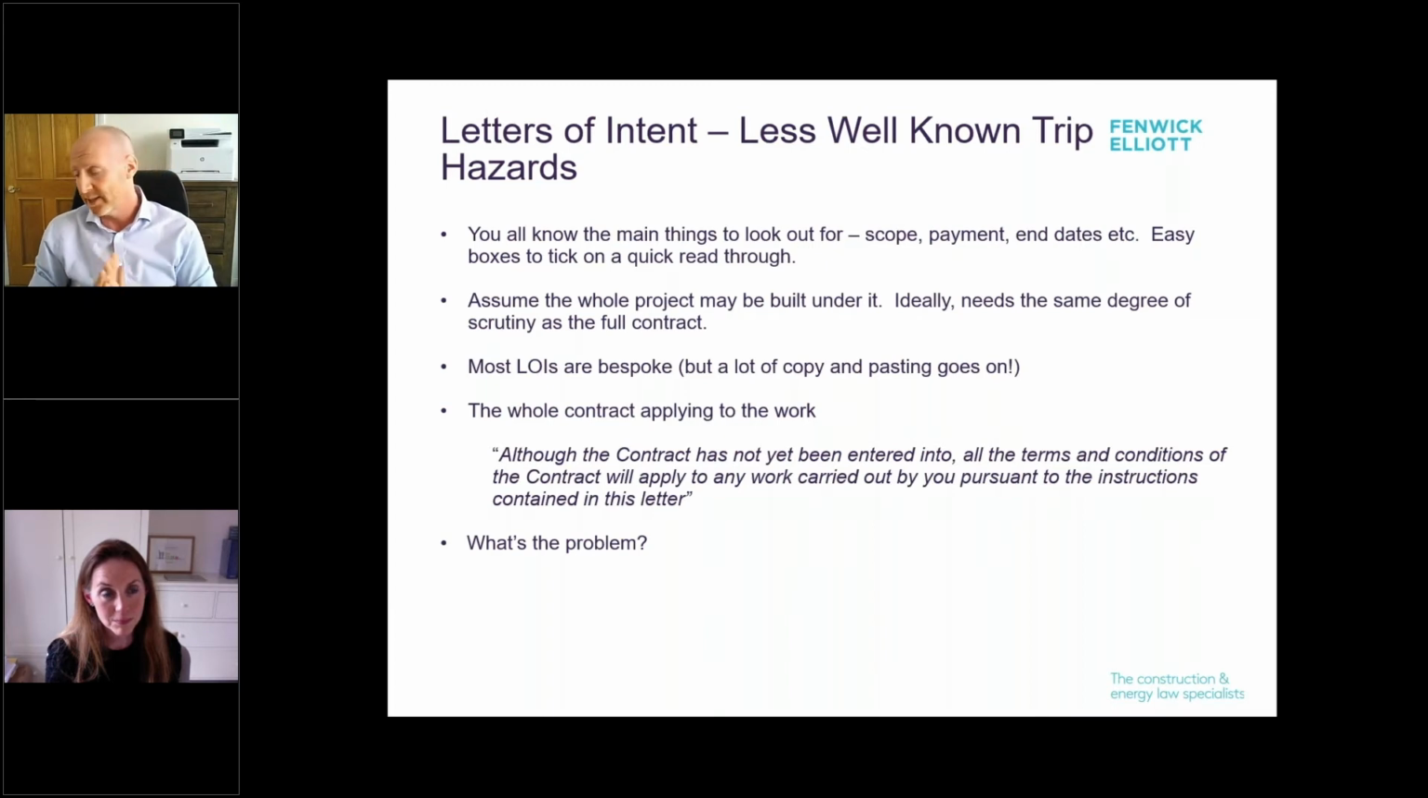We all know that a comfort letter, it's our intention to give you a job, is not enough. We want something more in there. My second bullet point, it's really interesting though, is you must assume that the whole job is built under it.